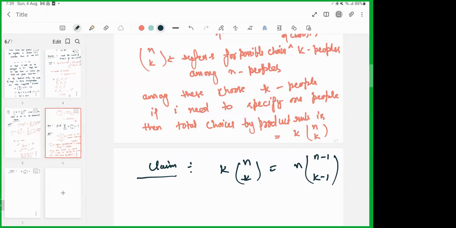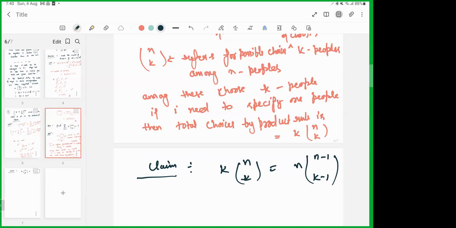I explained N choose K. I am choosing first K people among N people. Then I am specifying one person among these K people. So I can do this in the opposite way also, right? Among these N people, I can choose one specific person, and then among the remaining N minus 1 people, I choose K minus 1 people. So these are two possible ways, but both are the same. Is it clear or not?